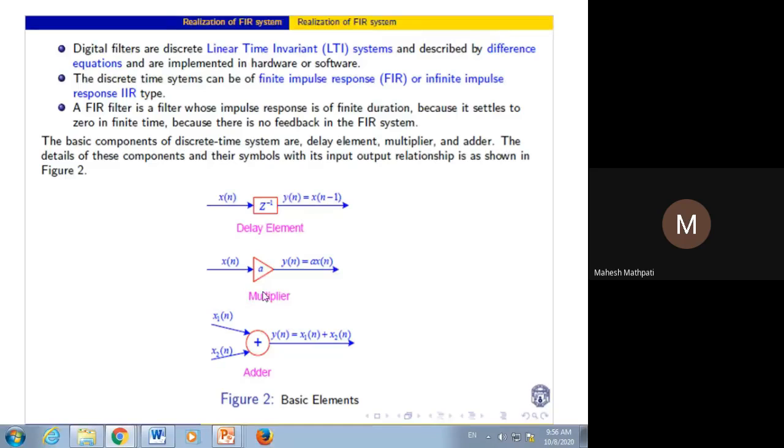Then we have a multiplier. We use this symbol for the multiplier. If the input is x of n, then y of n equals a times x of n. Then we have an adder: with inputs x1 of n and x2 of n, the output is y of n equals x1 of n plus x2 of n. These are the three main elements we require to realize the block diagram.